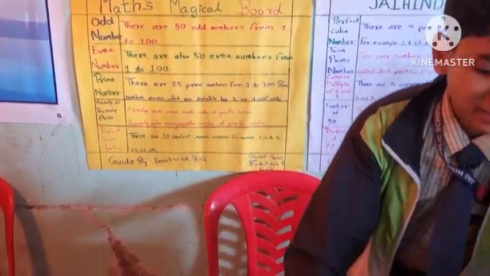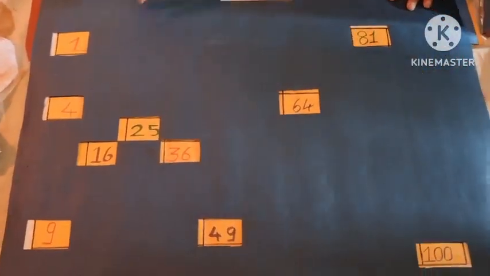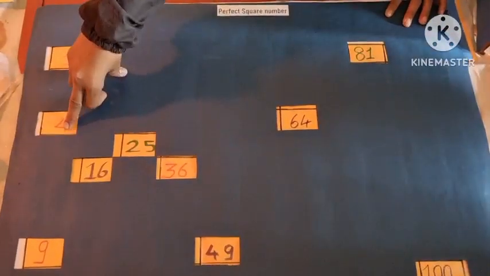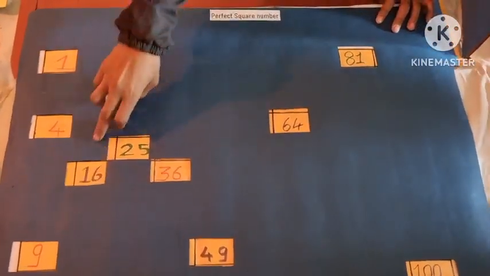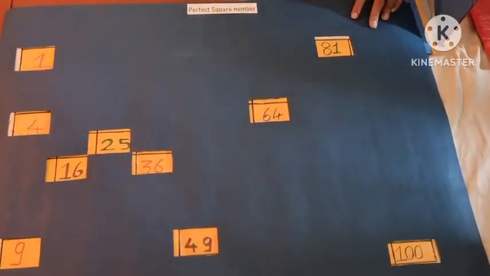Next we take perfect square numbers. There are 10 perfect square numbers from 1 to 100. For example, the square of 1 is 1, the square of 2 is 4, the square of 3 is 9, the square of 4 is 16, etc. These all are perfect square numbers from 1 to 100.